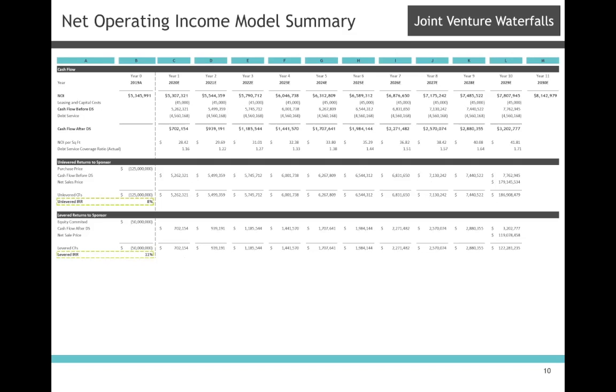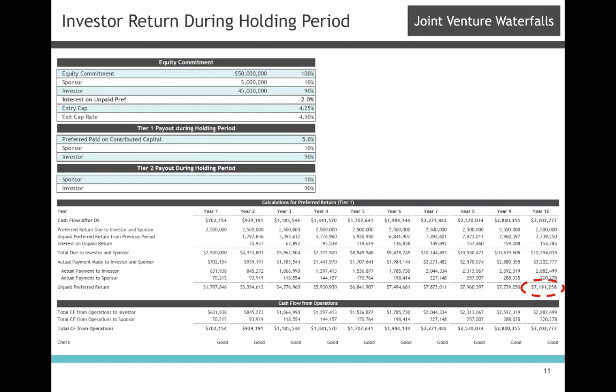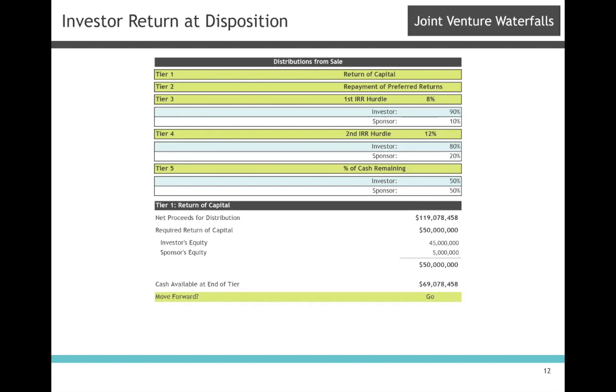So here we'll get into the model. During the holding period, the preferred paid return is supposed to be 2.5 million. If they don't create that much cash flow after debt services, then there's an accumulated unpaid preferred return amount at the end of this holding period. In this situation, that is 7.1 million that needs to be paid out.